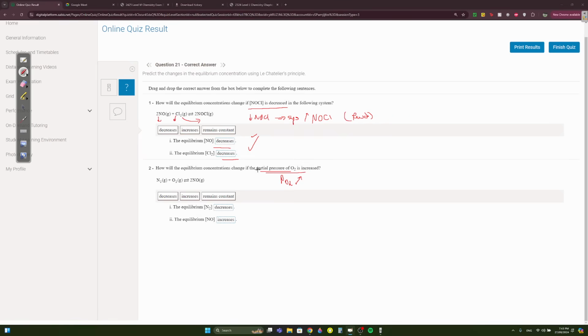When they say partial pressure, not total pressure, partial pressure of something specific increases, you treat it the same way as increasing the concentration of O2. If the concentration of O2 increases, the system has to decrease the concentration of O2. Oh, my handwriting is so bad. The system will decrease O2, so it's going to move away from O2, so it's going to go forward, right? If we move forward, what's going to happen to N2? Surely it decreases because we're moving away. What's going to happen to NO? Surely it will increase, no doubt.